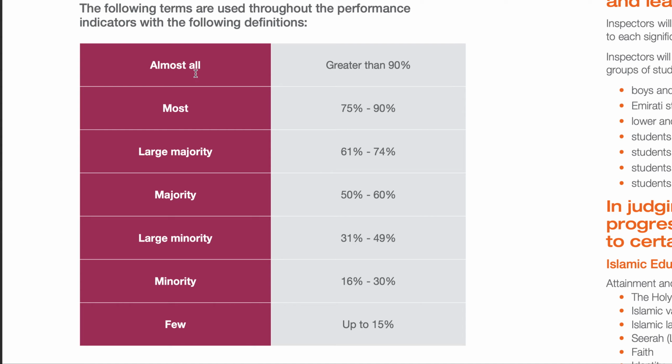As you can see, the levels here are divided into: almost all, which is greater than 90%. Most means 70% to 90%. Large majority means 61% to 74%.